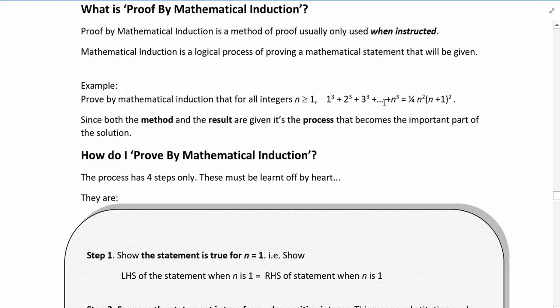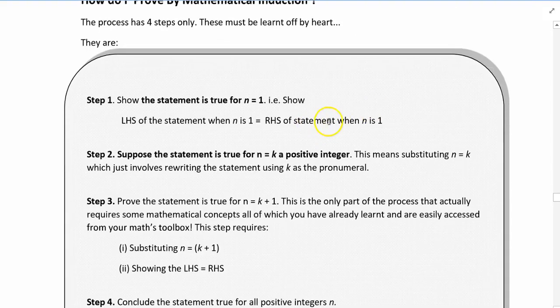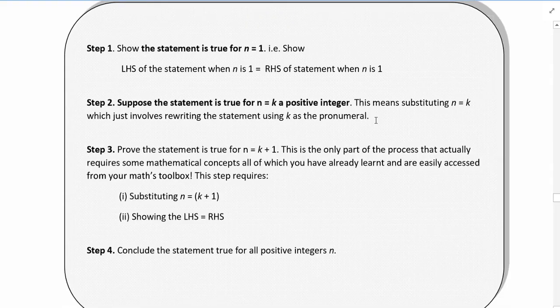Therefore, we can conclude the statement is true for n is equal to 1. Now, that's always going to be the easy step. Step 1 is the easy step. But step 2 is equally as easy. We're going to suppose, and again, you can use this bolded wording, suppose the statement is true for n equals k, a positive integer.